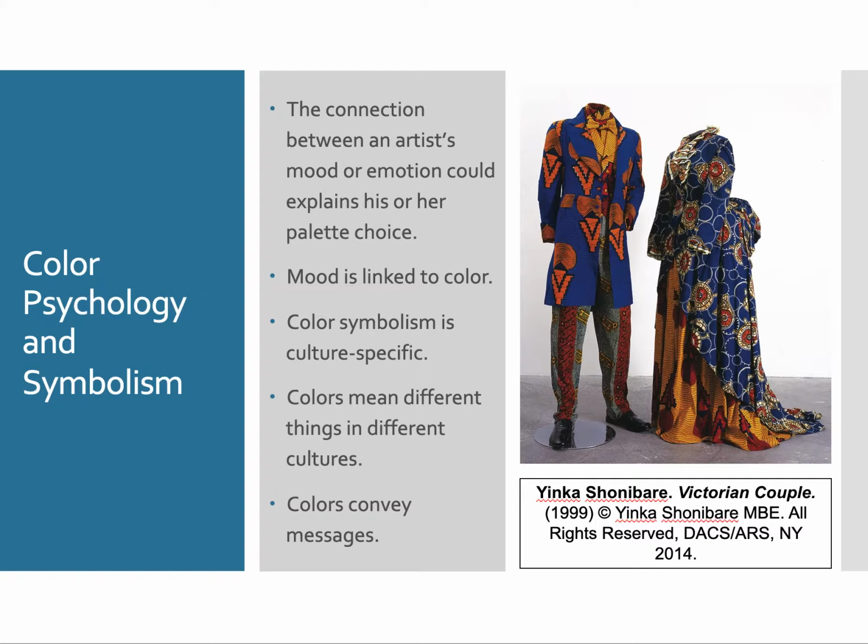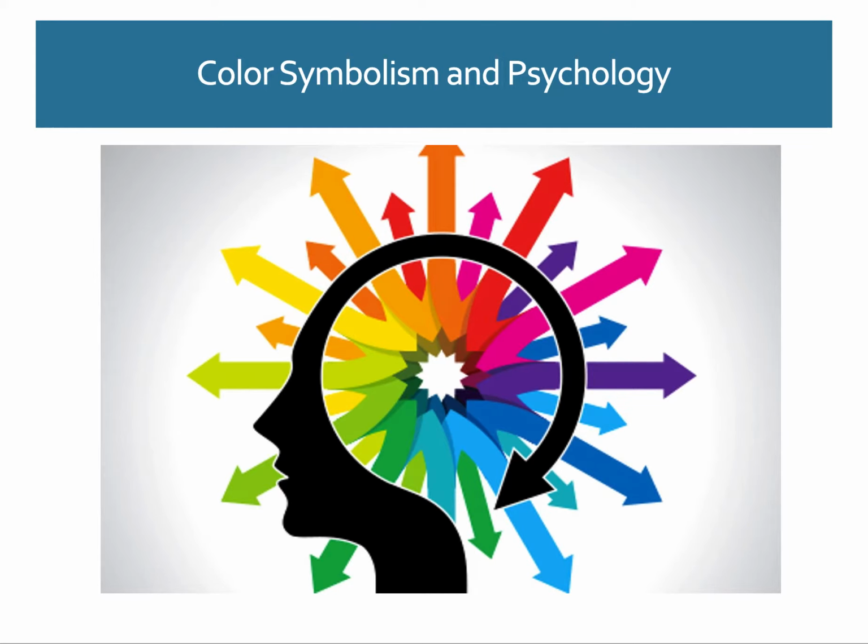Color symbolism is also specific to a culture. Our color symbolism is very different than, say, Japan. For us, the color of mourning death is black, whereas for them it's white. So colors mean different things in different cultures as a result of that. And color does convey messages.